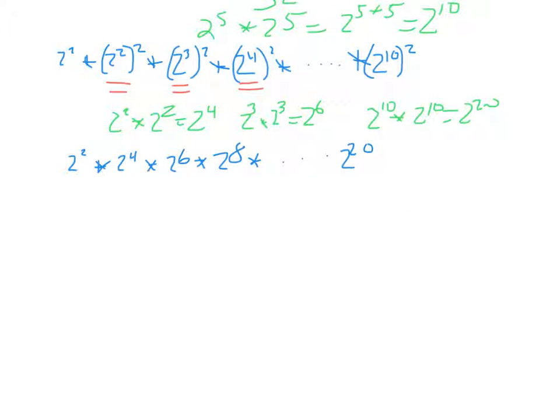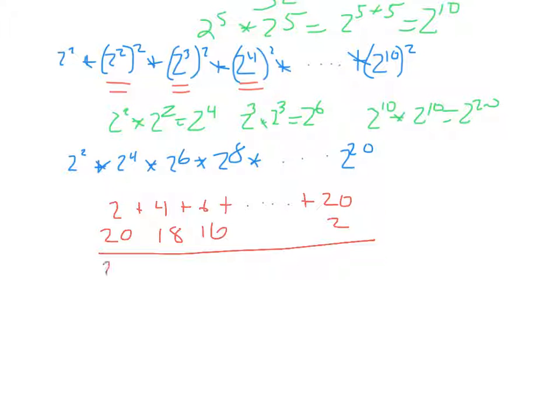So let's use Gauss's trick to add up a sum of numbers. So how many 2's do we have? We have 2 plus 4 plus 6 plus all the way to 20. And if we double the sum, 20, 18, 16, down to 2, what do we get? We get a bunch of 22's. Well, how many 22's do we get?